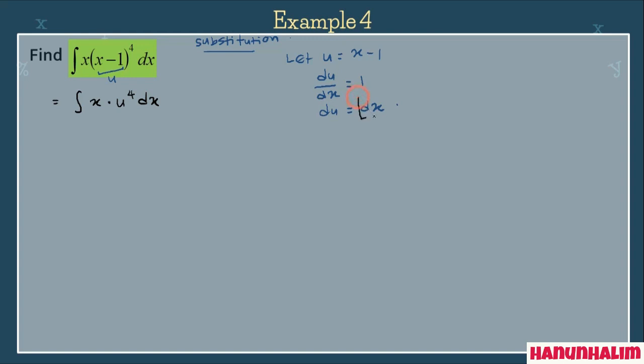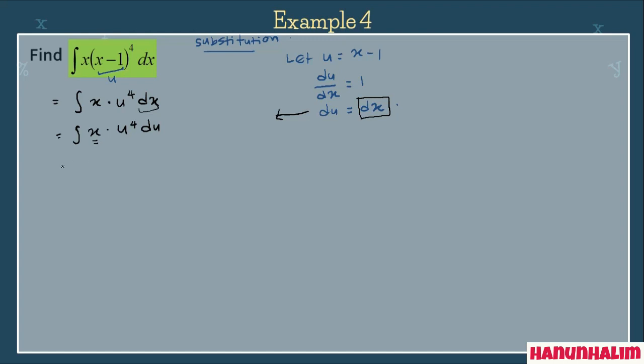Our dx is equal to du. Jadi kita ganti je lah du ni dekat kita punya dx. So kita akan dapat integral x times u to the power of 4 dx equal to du. So kita ganti du tu dengan dx. Lepas kita ganti du over dx tu dalam soalan, kita masih lagi ada x.